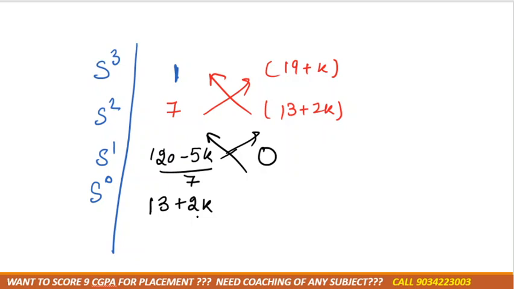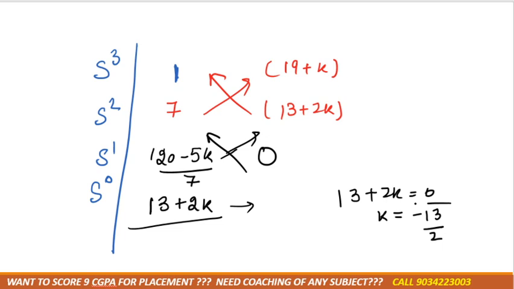Okay. Now from this, if we solve it, 13 plus 2k is equal to 0. K would be equal to how much? Minus 13 by 2. So k can't be negative, right? Remember I told you, if we get k as negative, then there is no intersection with the imaginary axis.